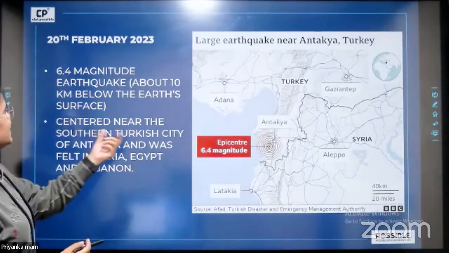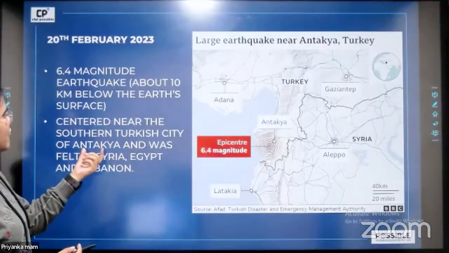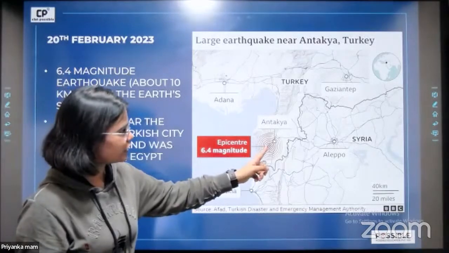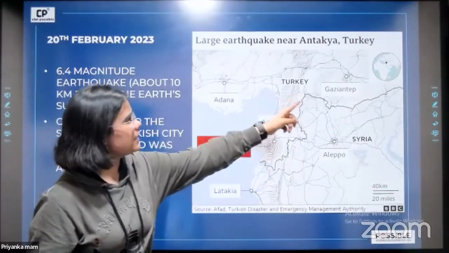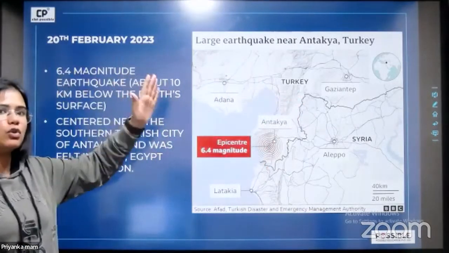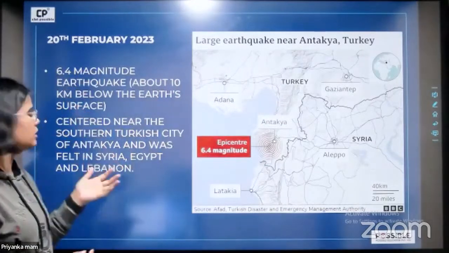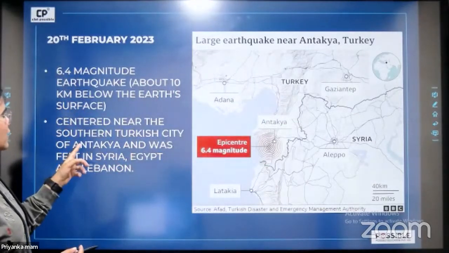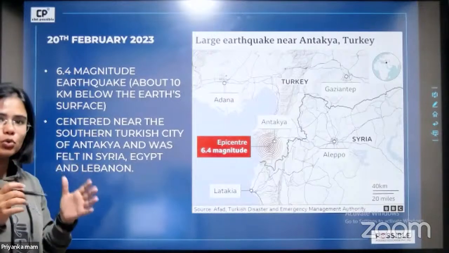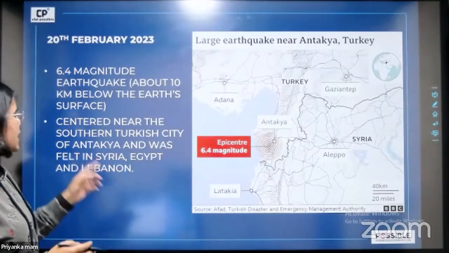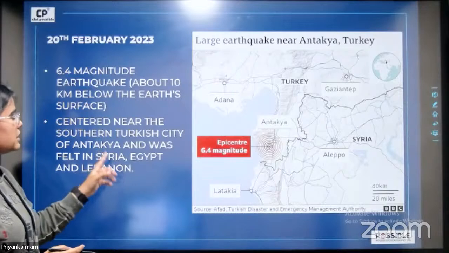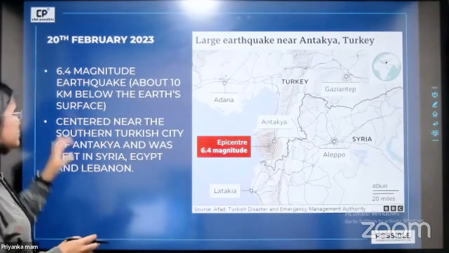But it was centered near the southern Turkish city of Antakya. So you can see it right here, right? So you saw Gaziantep, and a little while ago, you also looked at another epicenter, but this one was right next to Antakya. It was so huge. I mean, the magnitude was so much that the tremors were felt in Syria, Egypt, as well as Lebanon.